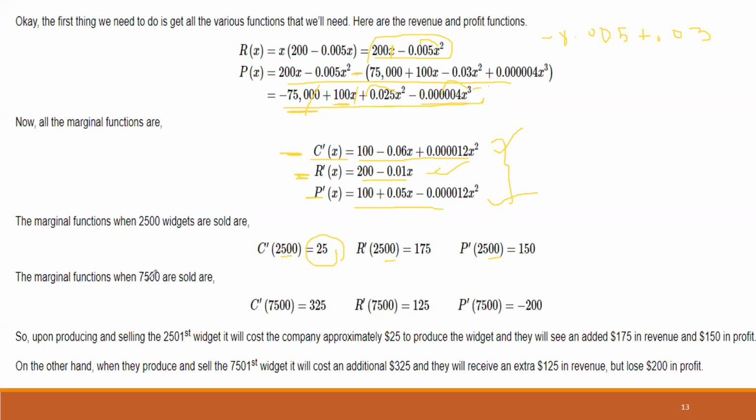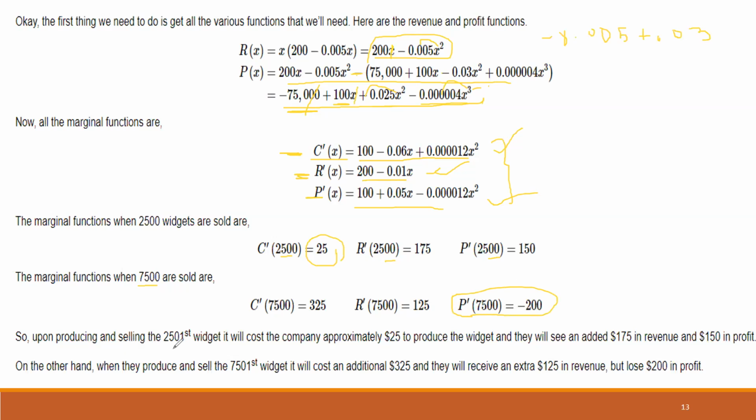Then you are asked to do the same thing when you would have sold 7,500 widgets, and you basically plug in. So when I sold 7,500 widgets, I have 325 as my cost. Plus my revenue is 125, and my profit is negative. Look, you made a negative, you made a loss. See, you made a loss.